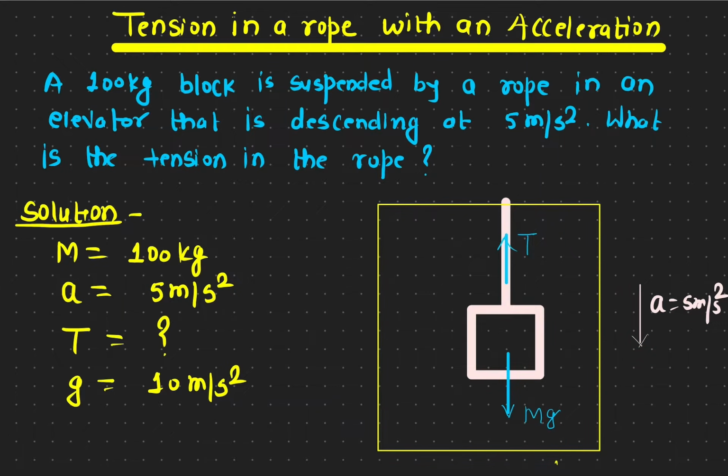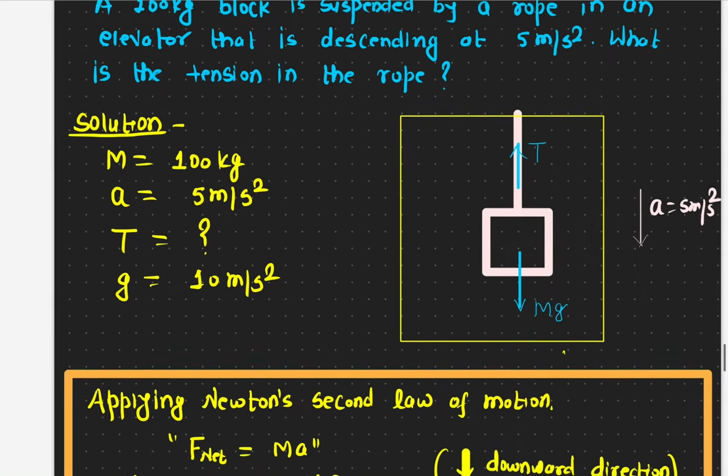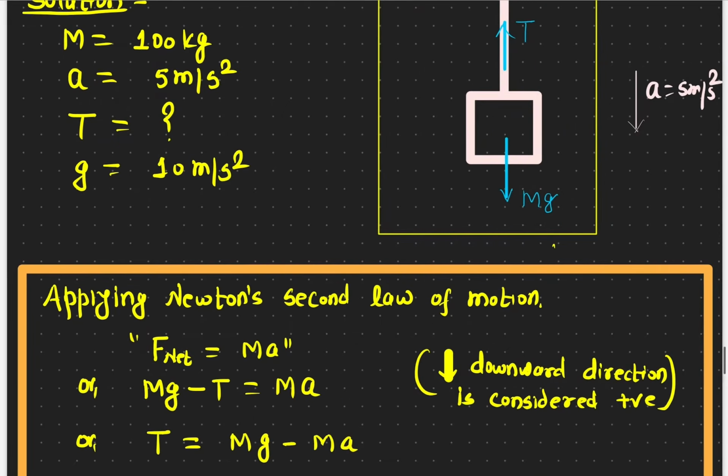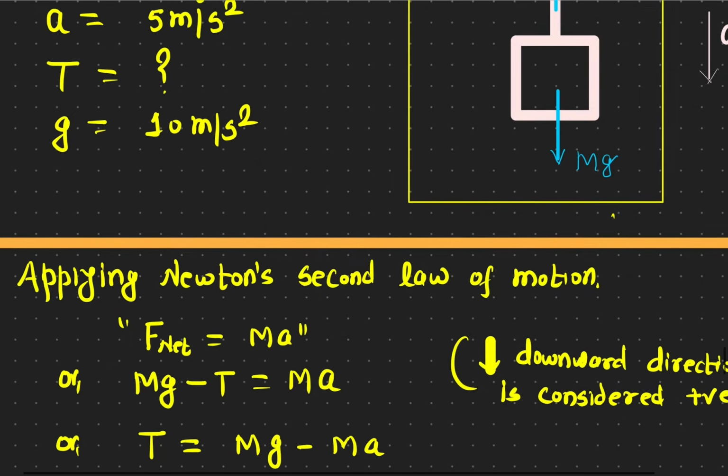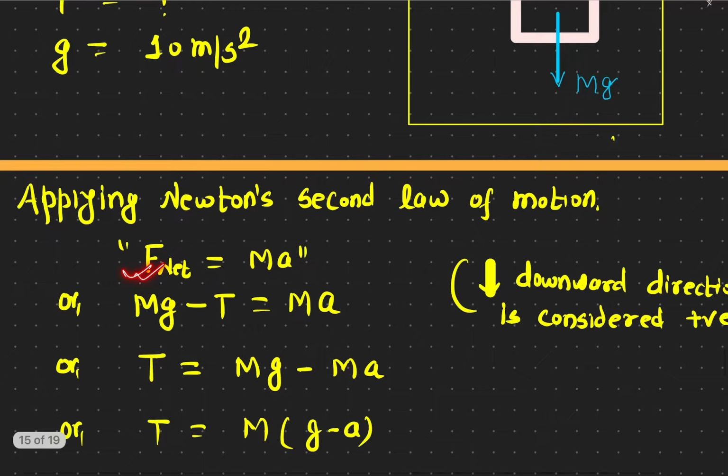So now we have to write down Newton's second law of motion. What does Newton's second law of motion tell you? If you remember the equation, that is F is equal to ma. And in that case, this F is the net force. So here we have the net force.